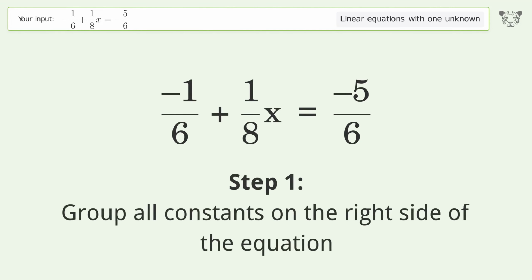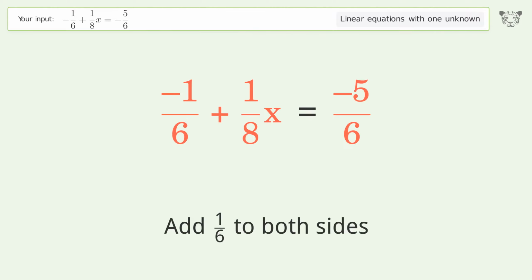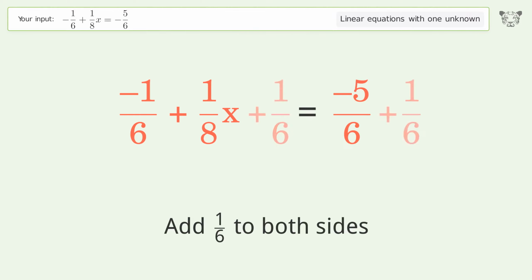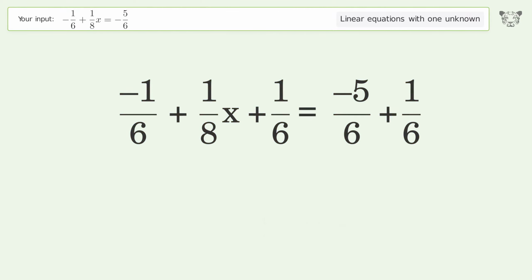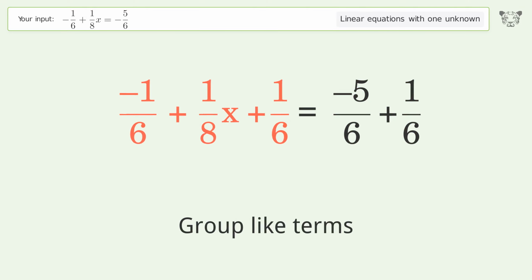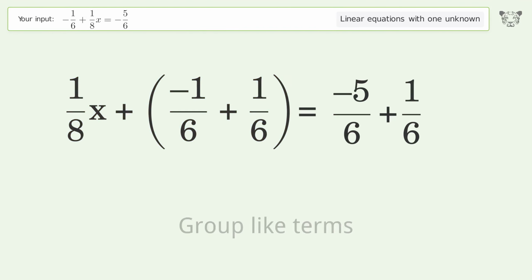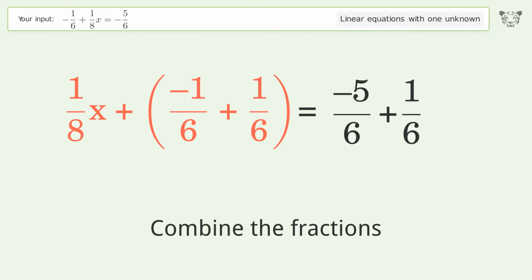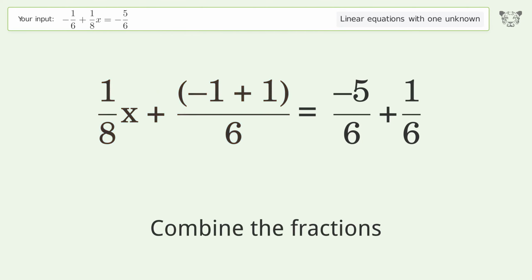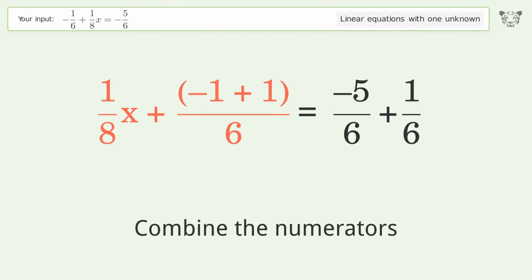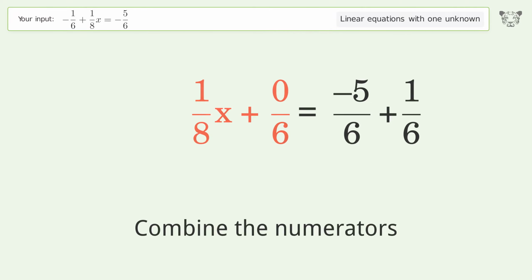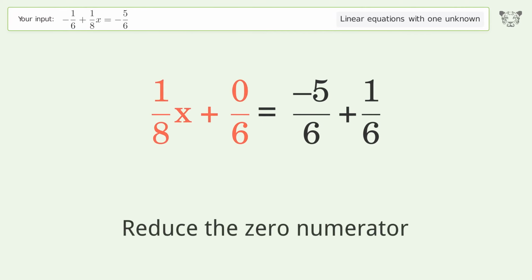Group all constants on the right side of the equation. Add 1/6 to both sides. Group like terms. Combine the fractions. Combine the numerators. Reduce the zero numerator.